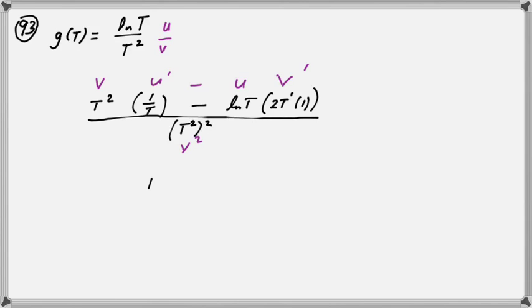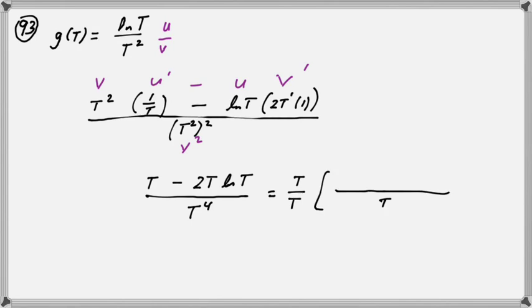So this simplifies to t minus 2t ln of t all over t to the 4th. If you factor a t out of the top and a t out of the bottom, that'd leave you a t to the 3rd on the bottom. What would it leave in the numerator? 1 minus 2 ln of t. That might be an answer.